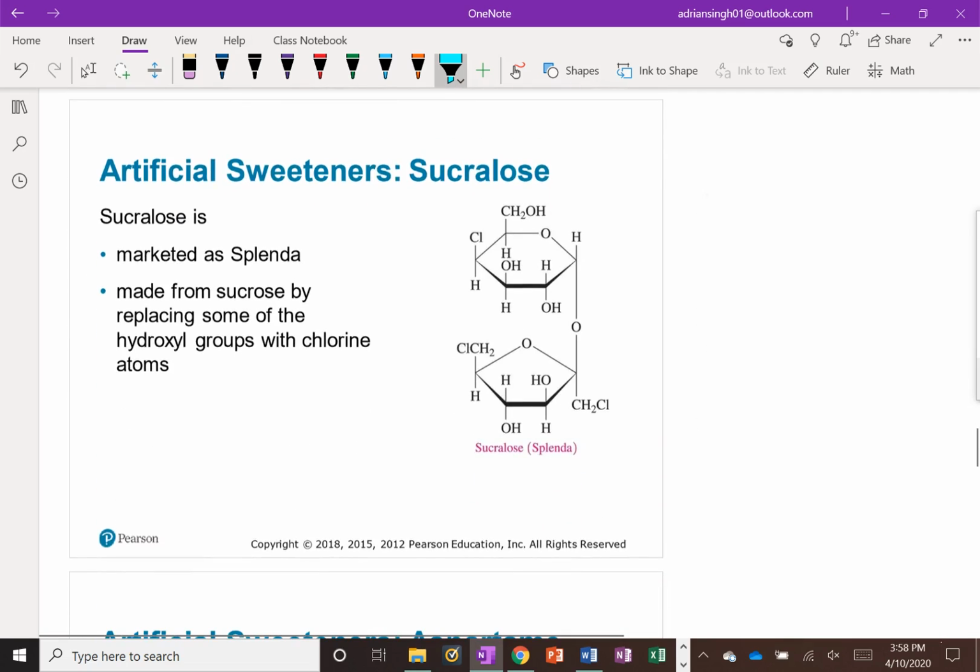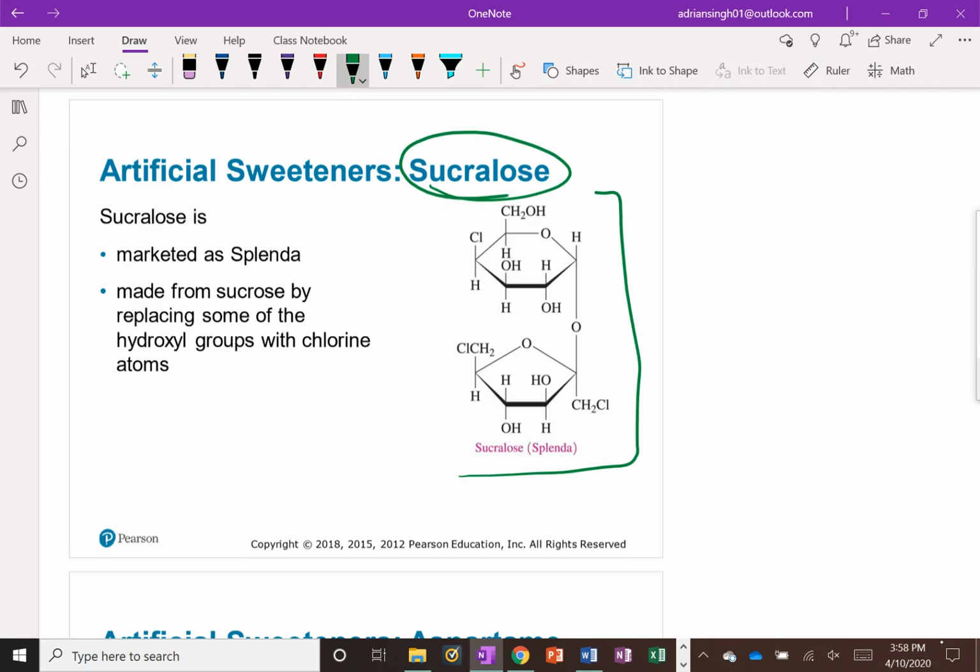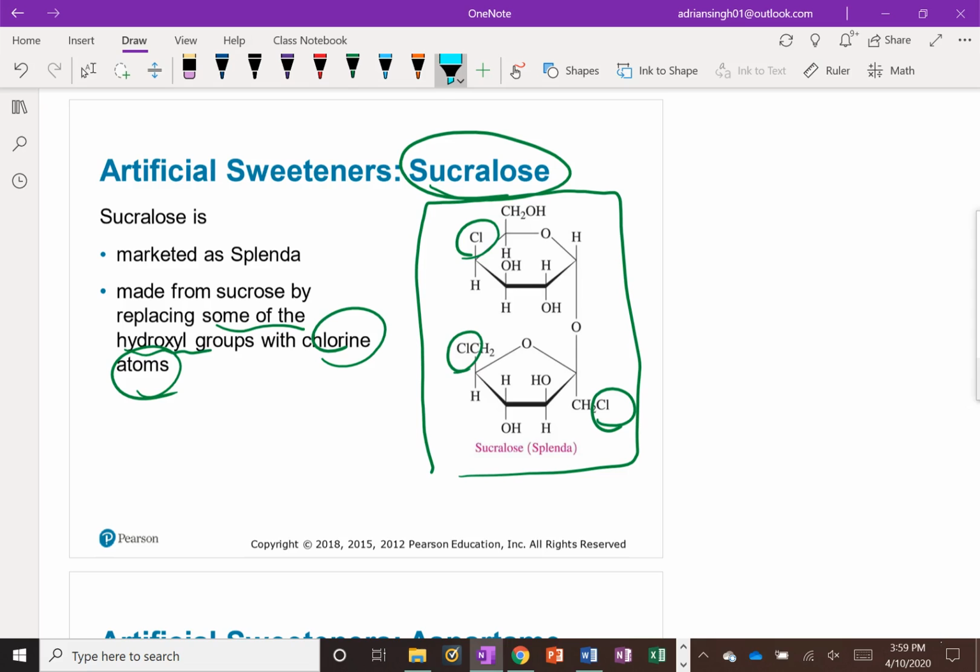So here's an example of one of those artificial sweeteners, which is sucralose. Sucralose kind of sounds like sucrose, and when you look at the structure of it, it looks very similar to sucrose. The only difference is some of the hydroxyl groups on sucrose get replaced with chlorine atoms. So for instance, there are a couple chlorines that are replaced in sucrose to make sucralose, and that's what you actually have in Splenda.